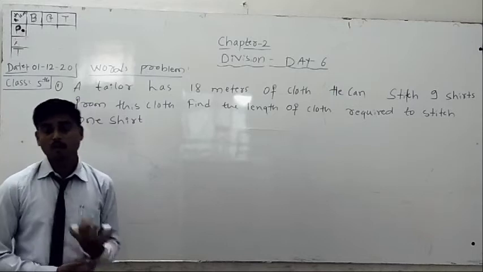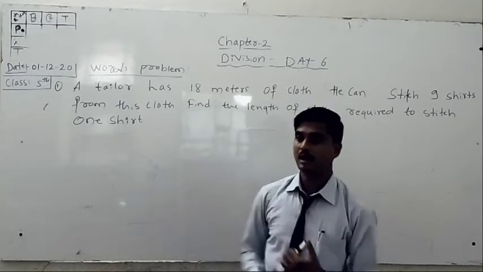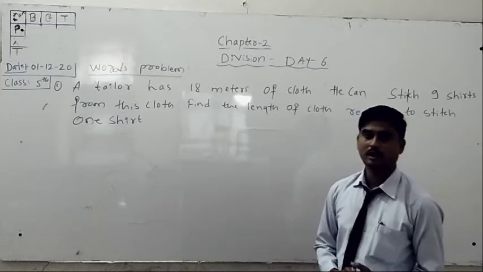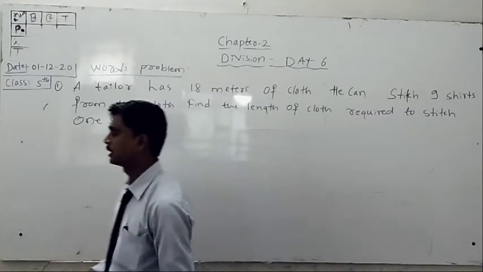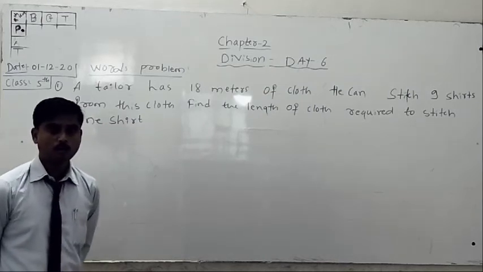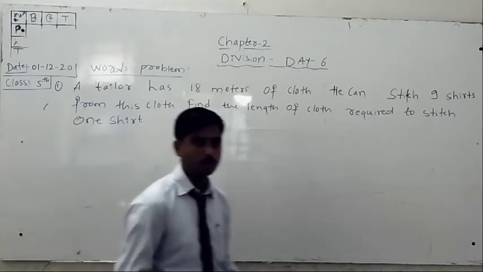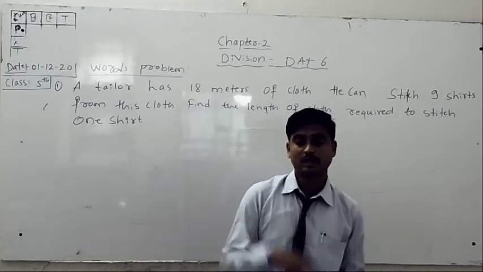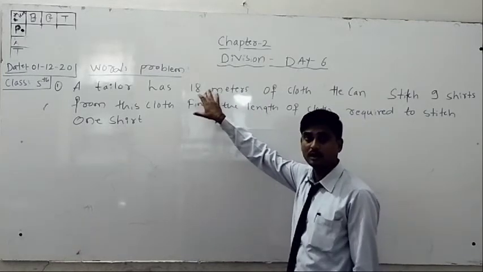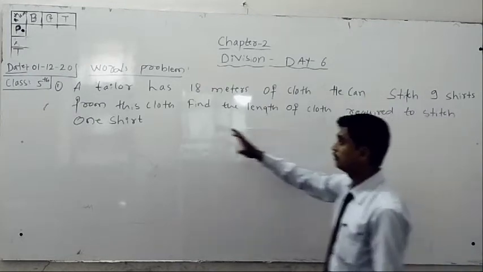1 meter equal to how many centimeters? Because you studied in the first semester, your length lesson is there. In that lesson I wrote some points and also you have to solve problems. Then tell me, 1 meter equal to how many centimeters? Yes, it is right. 1 meter equal to 100 centimeters. Remember that tailor has 18 meters of cloth. He can stitch 9 shirts from this cloth.